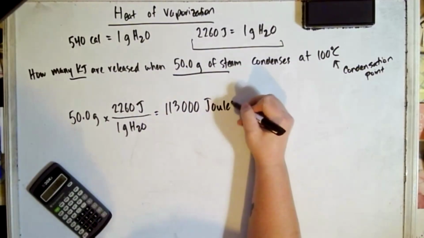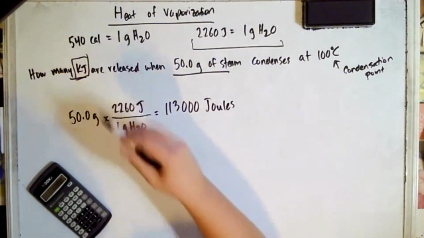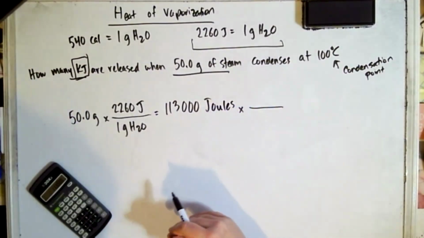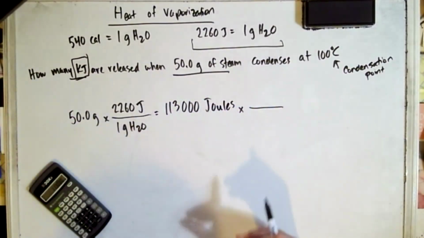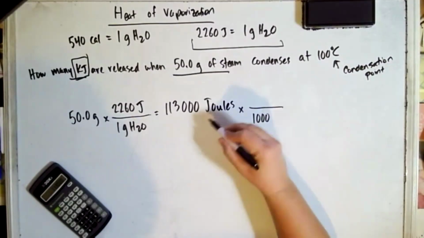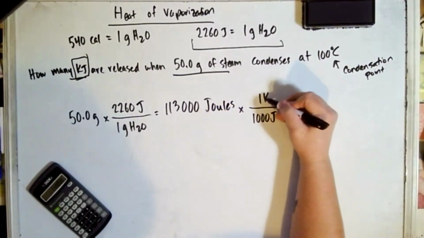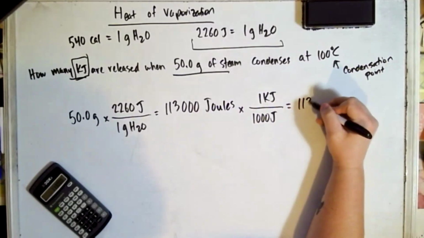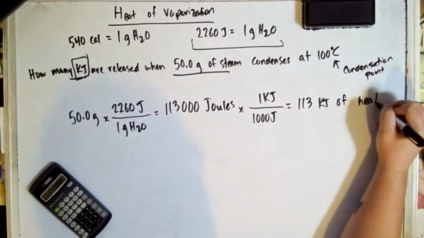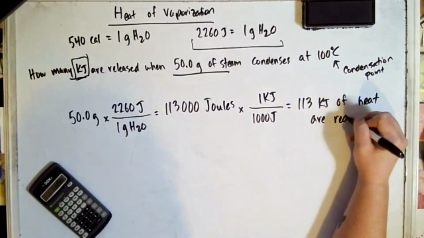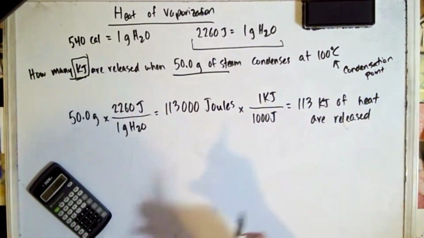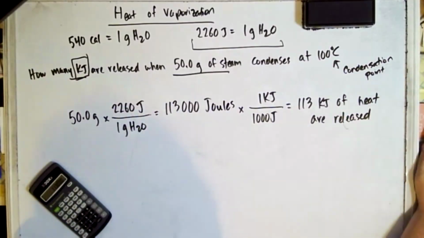And then we want to take this value and turn it into kilojoules. You can do this all in one step. We've talked about this a few times. It's up to you whether you want to do the steps one at a time or write out a single line of conversions. But once you have the number in joules, then you have to convert it into kilojoules. Okay, so we get 113 kilojoules of heat are going to be released during that condensation process.